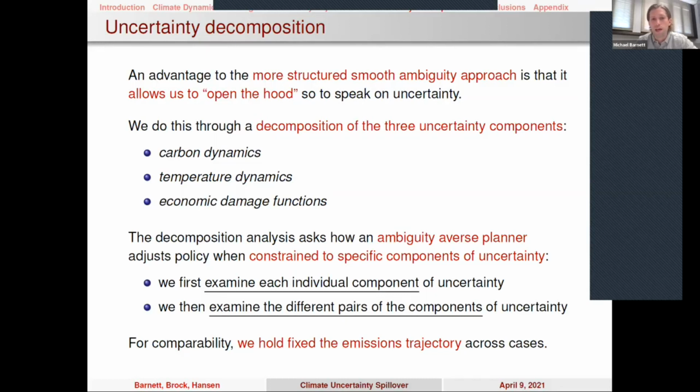The way that we do that is by asking how an ambiguity-averse planner would adjust their policy when they're constrained to just look at specific components of the uncertainty. And so we're going to look at first each individual component, then we'll look at pairwise components of uncertainty. And for comparability, we're going to hold fixed the emissions trajectory, and they're going to be held fixed at the social planner's optimal emissions when they're considering all the uncertainty components, which is important. It could be very different for different trajectories.